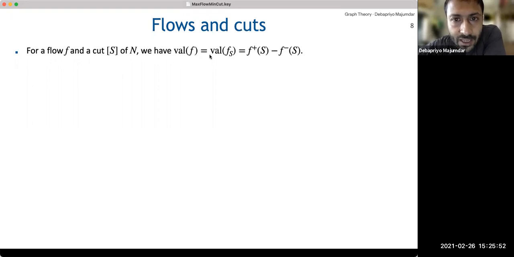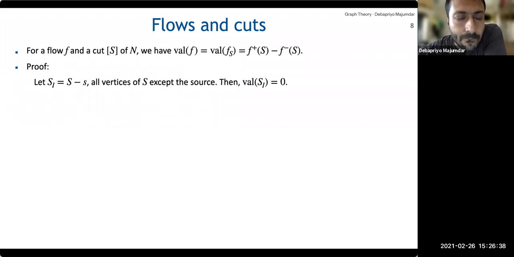So the value of the flow is the same as the value of the set of vertices S. A cut is actually a set of edges, but they are defined by a set of vertices, right? The value of these vertices, by definition, is the outgoing from this set of vertices minus the incoming to that set of vertices. That is the resultant flow of those vertices. So this is what we have to prove, that for a flow and any cut, the value of the flow equals the value of S.